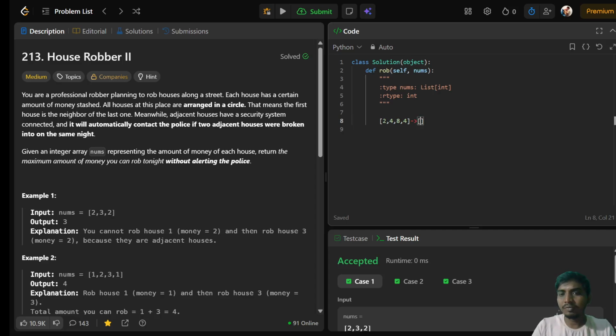We will first solve the houses excluding the last house. We will consider these three houses and solve the problem. And then we will consider these other three houses and solve the problem. So that the last house and the first house are not adjacent to each other, since we cannot rob like that. I will take the rob function as the helper function and implement these two cases in that rob function. And we will find the maximum among these two and return that.